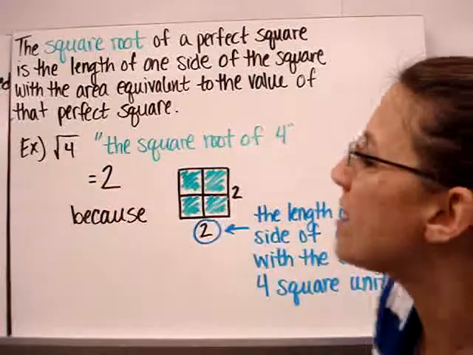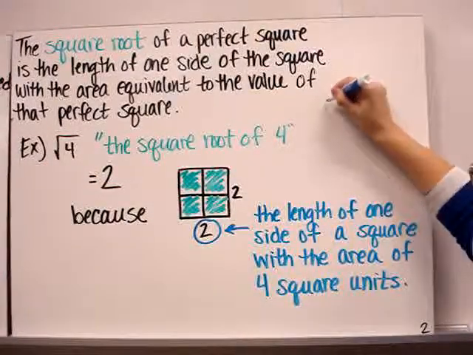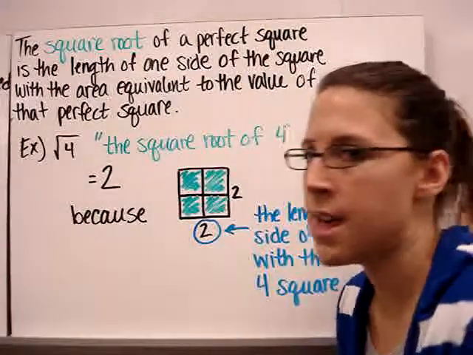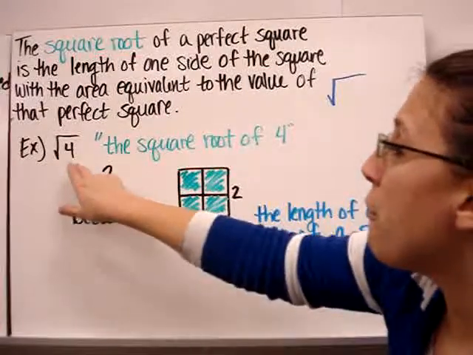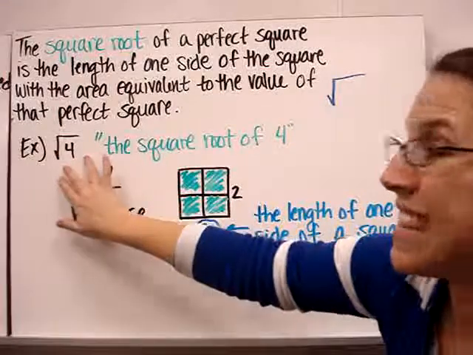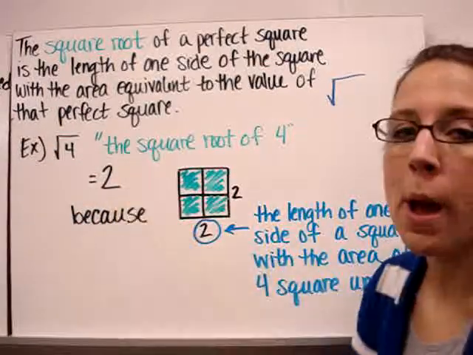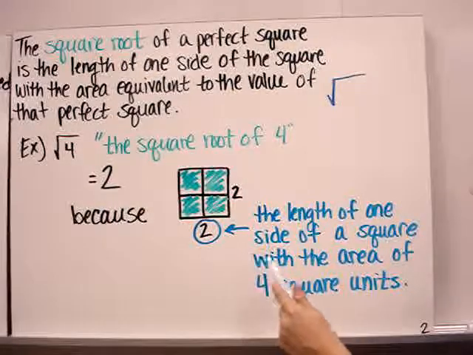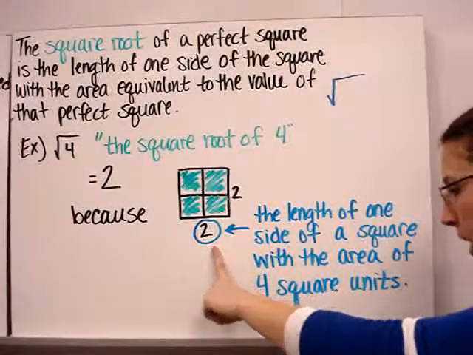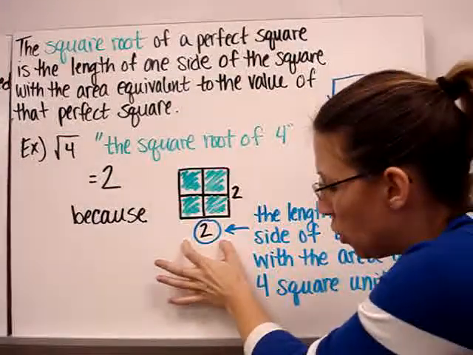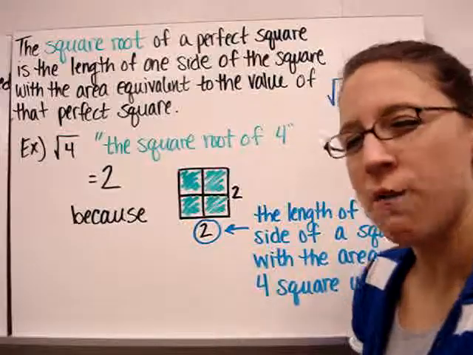Well, we make this square root symbol kind of like this fancy division with a check mark looking thing. The square root of 4, so that's how you would read this expression, would equal 2 because the length of one side of a square with the area of 4 square units is 2. It is the root of the area of the square.